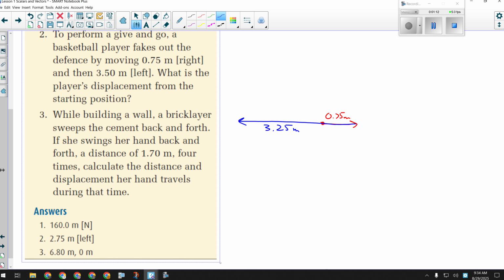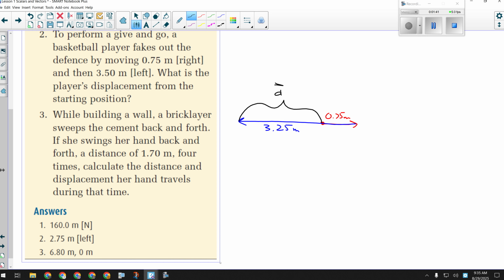So what the question wants to know is, what's the displacement from the starting position? So basically, how big is this part? This would be the displacement from initial position to final position. So if the whole blue line is 3.25 meters, and that's 0.75 meters, can I figure out how big this is?